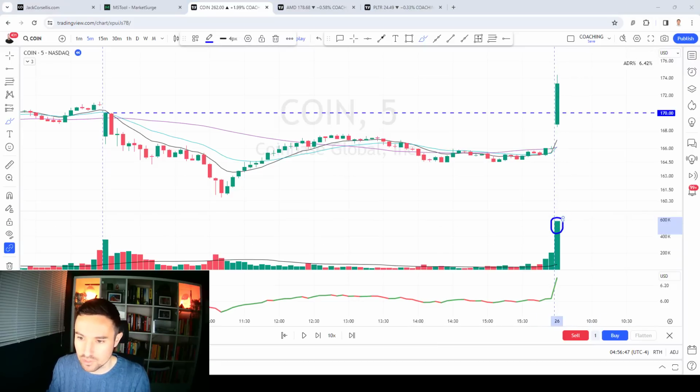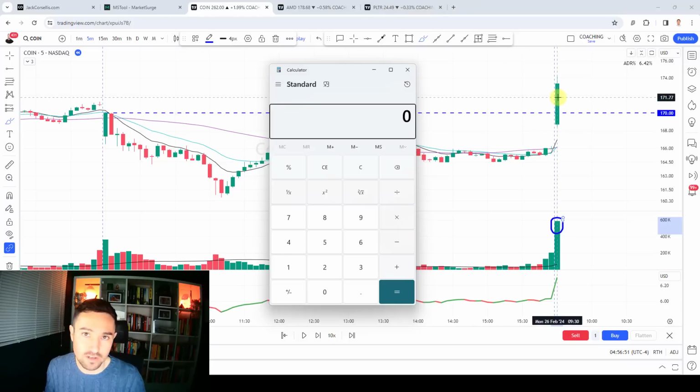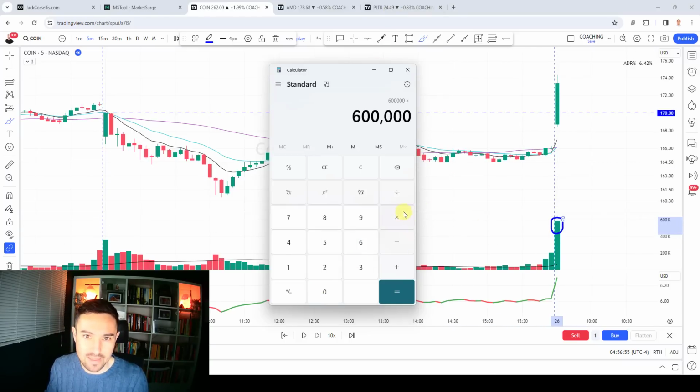Now what I'm going to do is just get the calculator. If you look at the dollar volume in the first 5 minutes for Coinbase, around 600,000 shares are traded, and if we take an average price of 171, let's say, just to get an average here, the dollar volume in the first 5 minutes is about $102 million worth of stock.